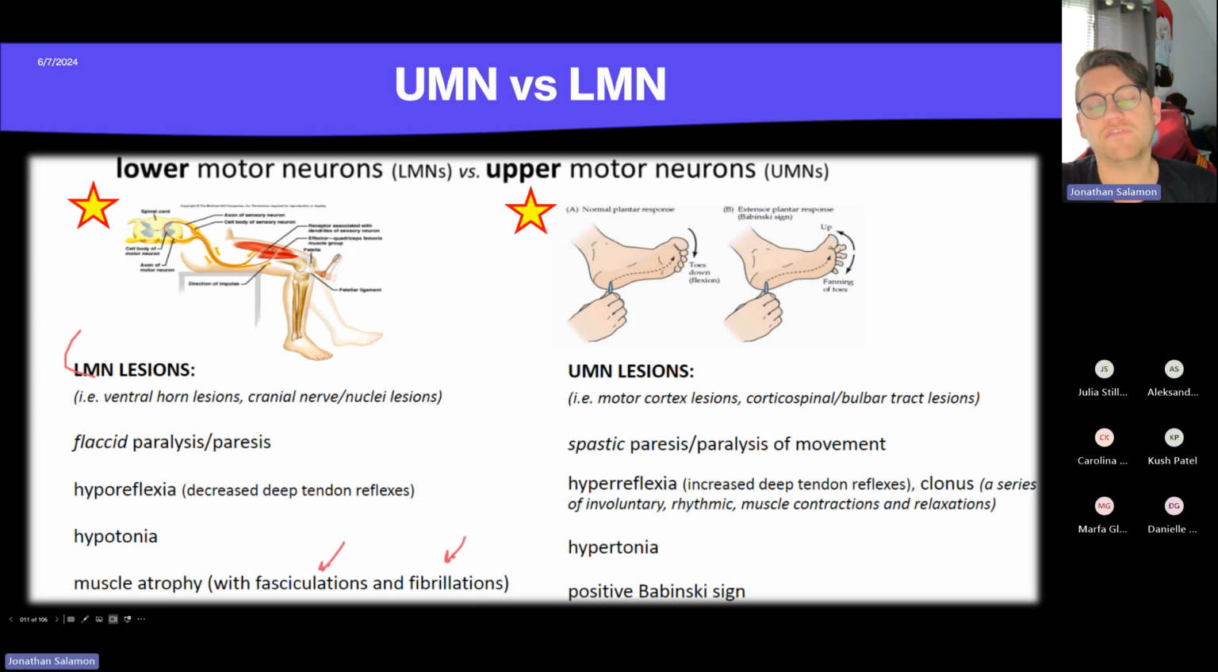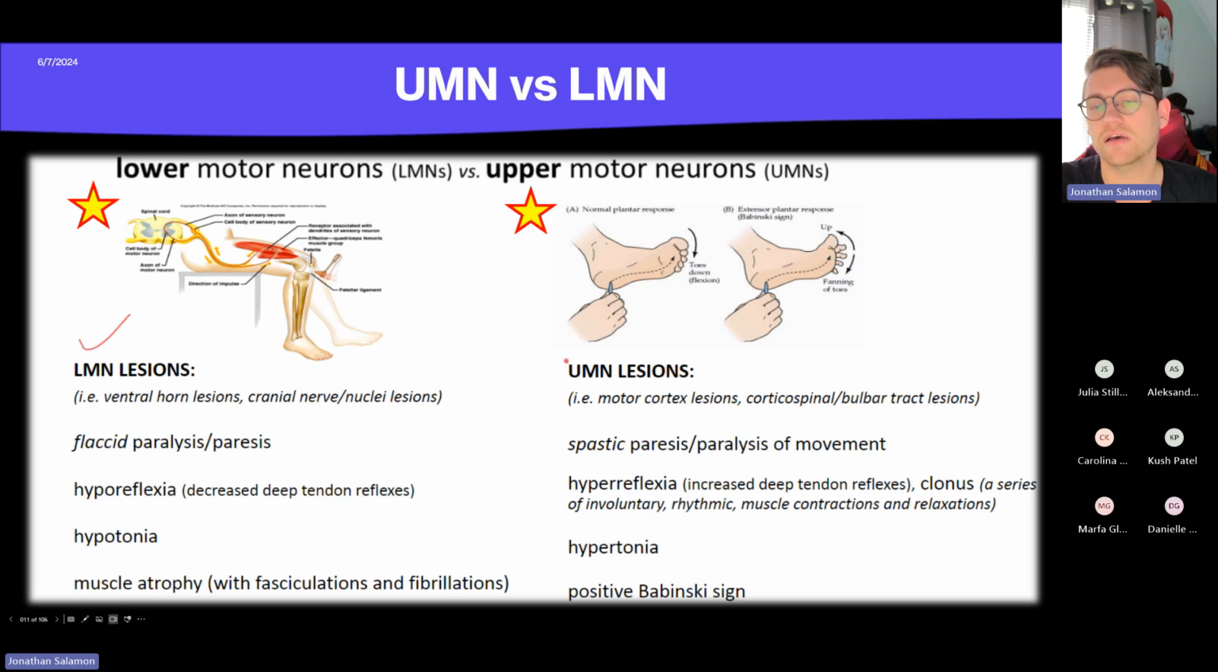fasciculations and fibrillations, I think people mistake them for spasticity sometimes. Fasciculations happen because the muscle is receiving no input and doesn't really know what to do, and will occasionally just, hey, use it or lose it. I got to do something, right? As the muscle starts to die, it'll start fasciculating, right?